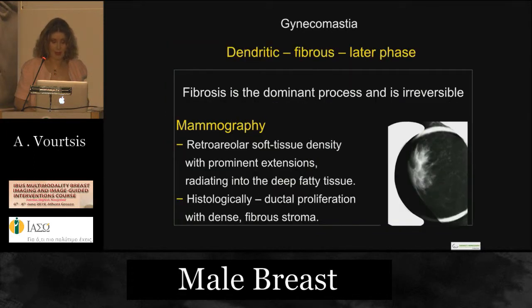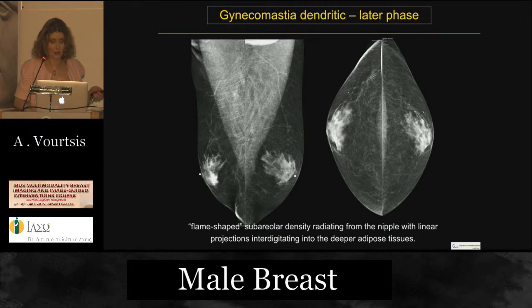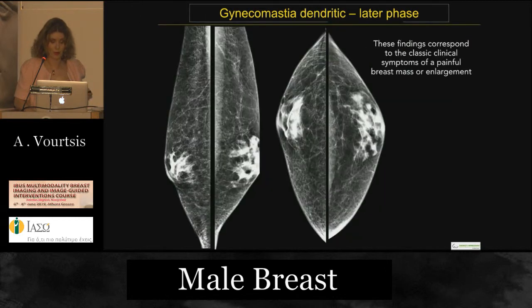The second type is the later phase, the dendritic phase, where fibrosis is the predominant process. This is irreversible. On mammography, it appears as a soft tissue density with prominent extensions. You can see here the extensions in the posterior part of the density on both sides, and it has the shape of finger-like projections. Also, this is a dendritic type of gynecomastia.